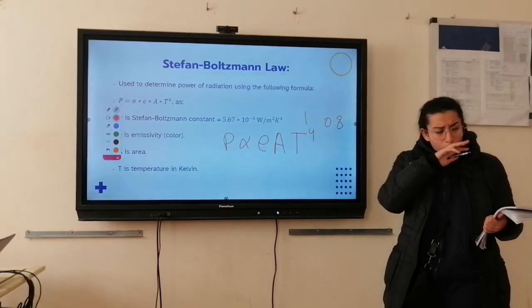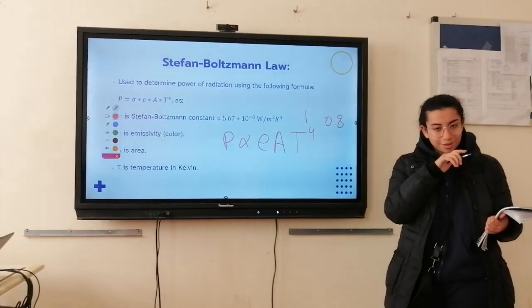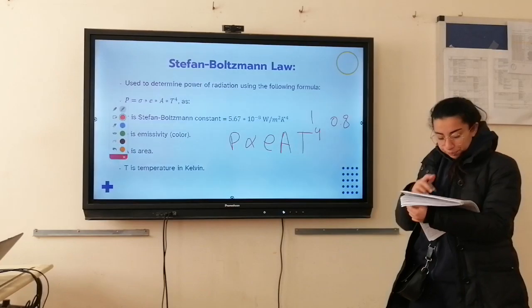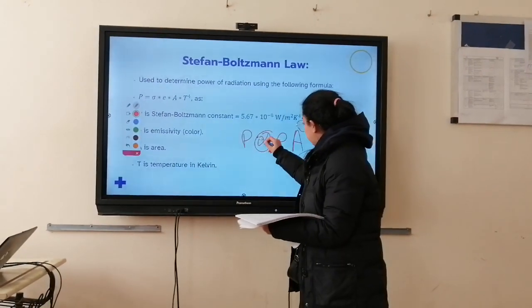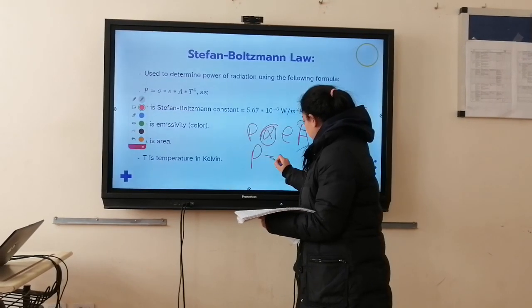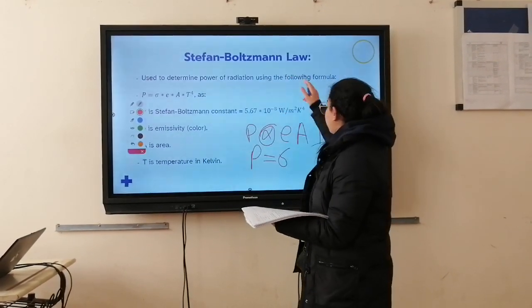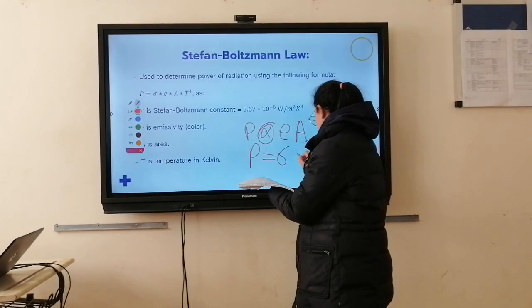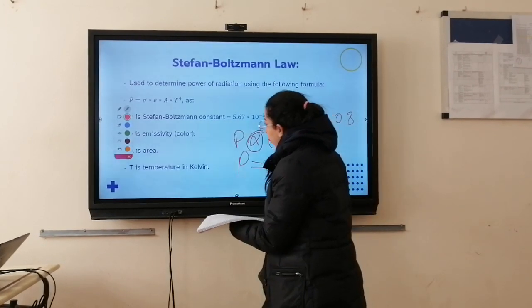Any object emits or radiates energy directly proportional to the square of its temperature, and radiates more radiation. Powerful. We remove this radiation. So the power equals Stefan, sigma, times epsilon, A, T to the power 4.